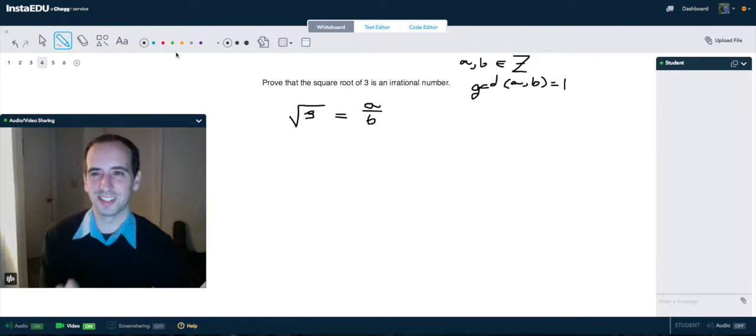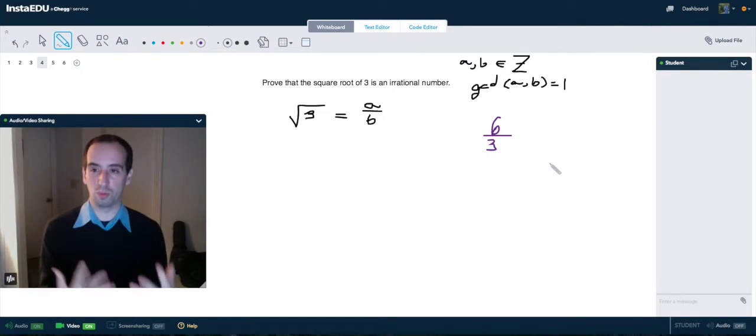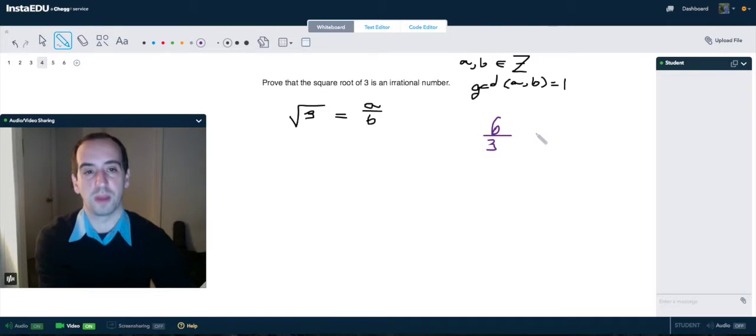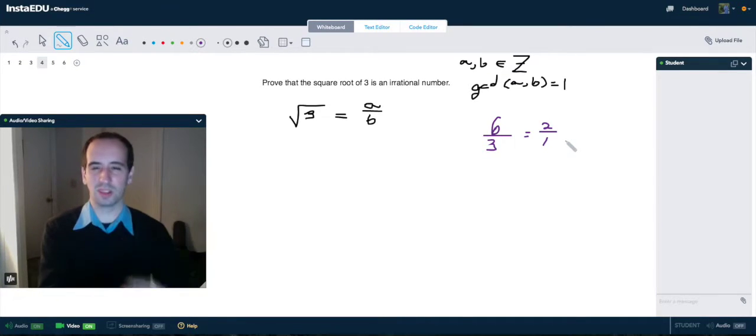So for instance, just as a little bit of an aside here, if I gave you the following two numbers, 6 and 3, we can see that their GCD isn't 1. They're not co-prime. You can divide both numbers by 3. Now if we do so, we get 2 and 1. Now 2 and 1, that GCD is 1. 1 is the only number that goes into both.